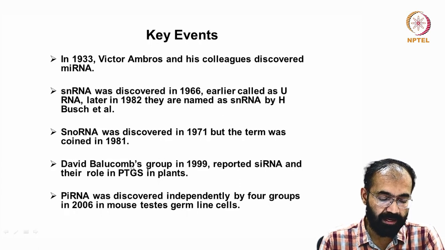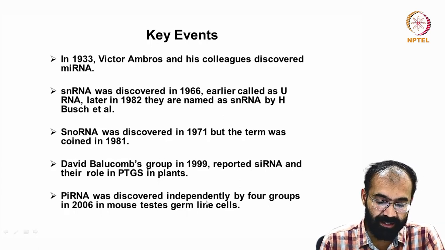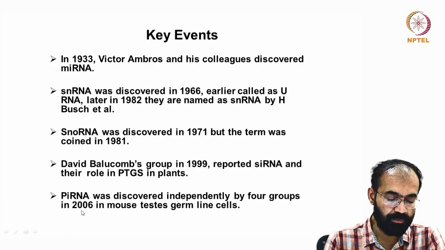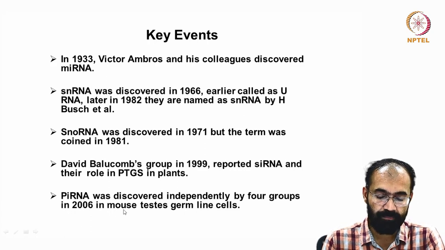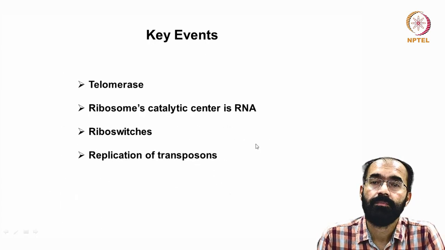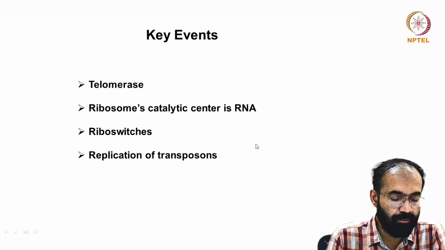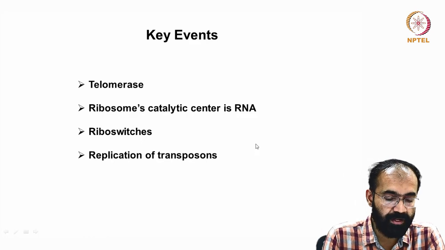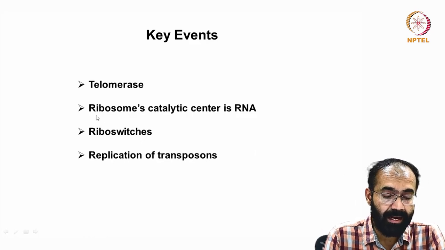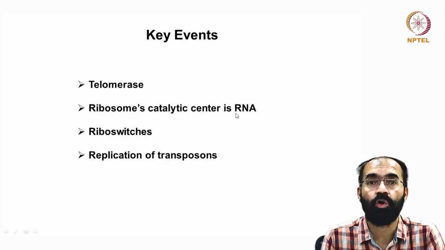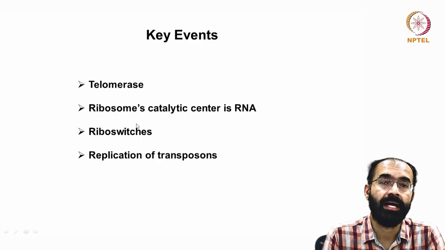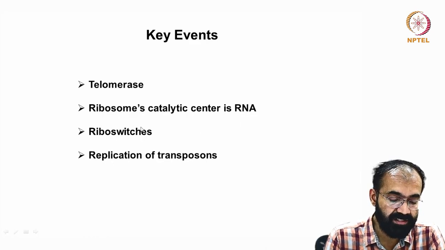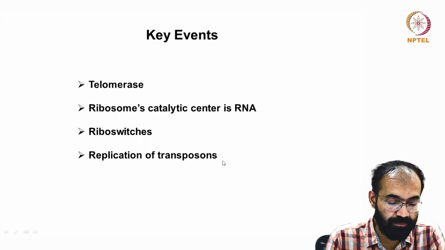So piRNA was discovered independently by four research groups in 2006 in mouse testis germ cell lines. Some more key events in RNA biology are the discovery of telomerase, that the ribosome's catalytic center is an RNA molecule, and also riboswitches and the replication of transposons.